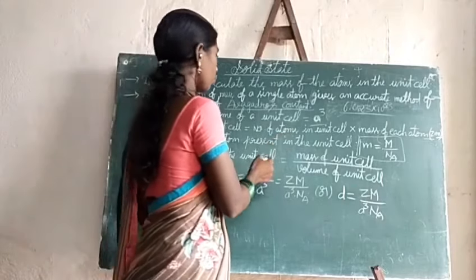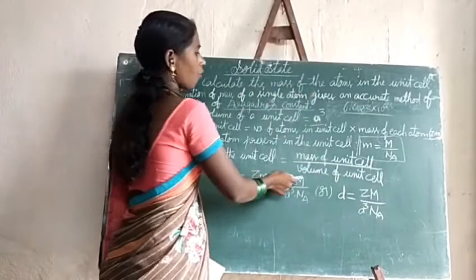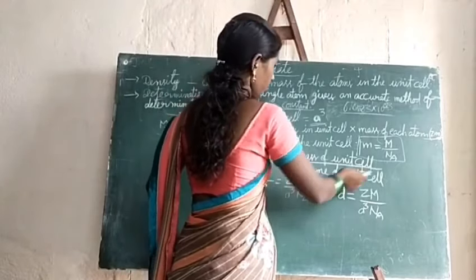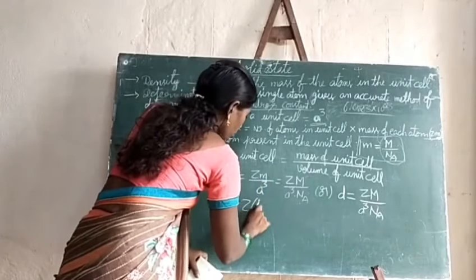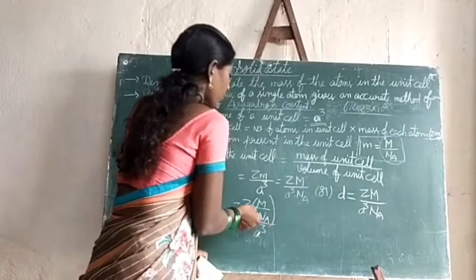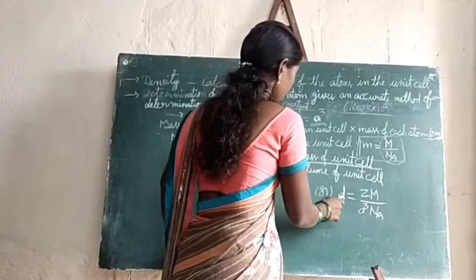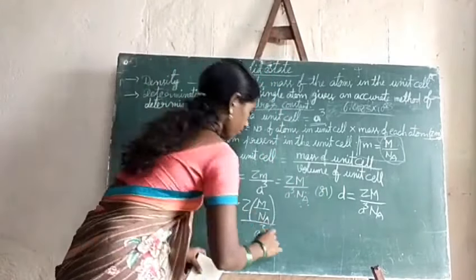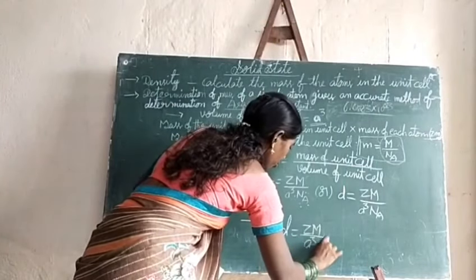So now, mass of the unit cell, how much do we get here? Z m, by volume of the unit cell, which is A cube. So d equals Z m by A cube. And m is M by Na. I substituted that here. That is equal to Z into M by Na, by A cube. So what we can write is d equals Z M by A cube Na. From this, if you want to calculate, d is equal to Z M by A cube Na.